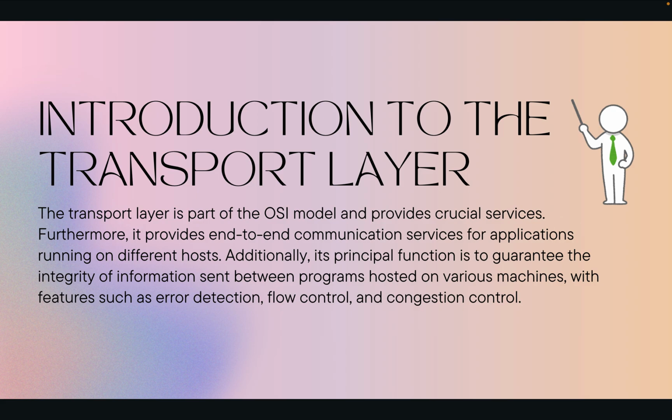Now, what is the transport layer? The transport layer is a part of the OSI model and it provides crucial services. Now, what crucial services does it provide? It provides end to end communication. What is end to end communication? It allows users to contact each other. Additionally, it guarantees integrity and has features such as error detection, flow control, and congestion control.